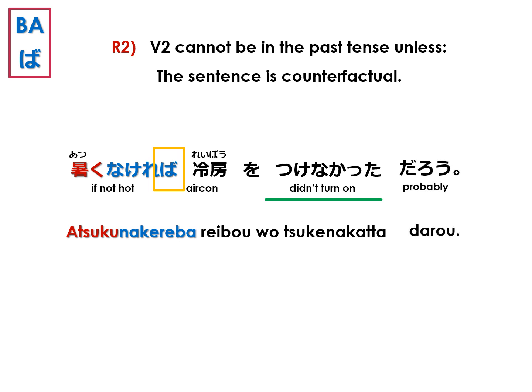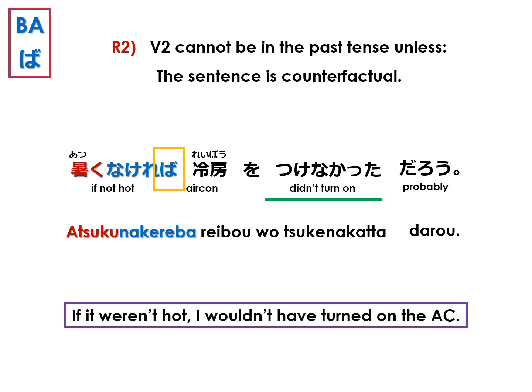and to make it counterfactual, we add a probability expression in the end, だろう, probably. And so the sentence becomes 暑くなければ冷房つけなかっただろう. And the sentence translates to, if it weren't hot, I wouldn't have turned on the air conditioner. And now it's a true counterfactual sentence.